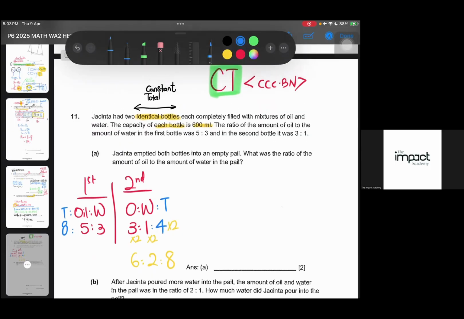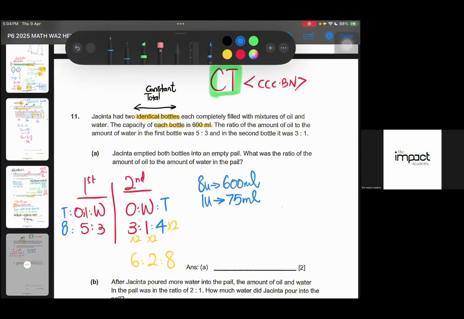Okay, then once you have these two things, you realize that the total is the same. What did she do? She emptied both bottles into an empty pail. So first thing first, you already know that 8 units is actually equals to 600 ml. Make sense? Your job is to find 1 unit. 1 unit in this situation is going to be 600 divided by 8, which is 75 ml.